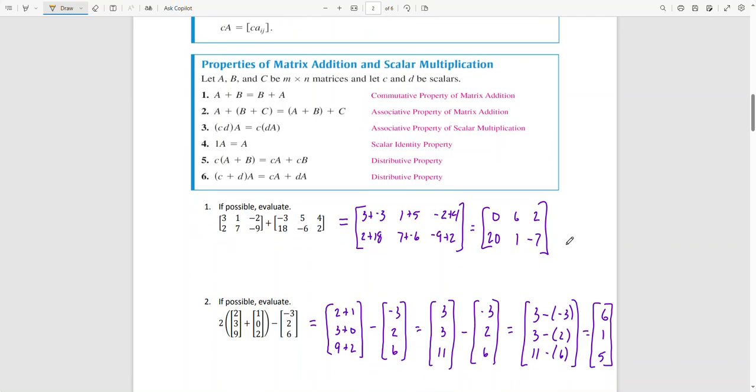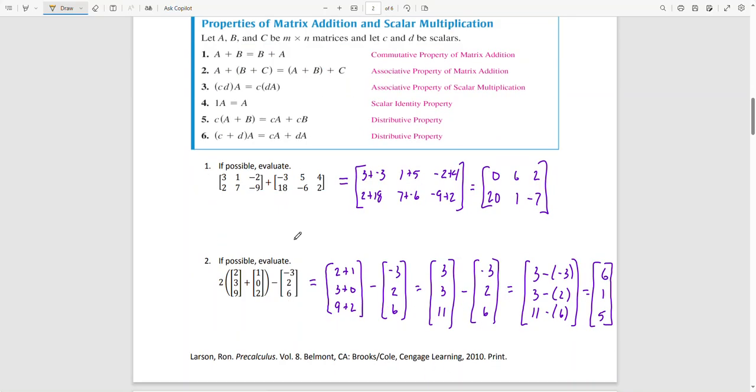All right, so if possible, evaluate. Notice this has 2 rows, 3 columns, 2 rows, 3 columns. They're the same size, so we can add them. I'll take 3 plus a -3. Each one, 1 plus 5, -2 plus 4, second row, 2 plus 18, 7 plus a -6, -9 plus 2.